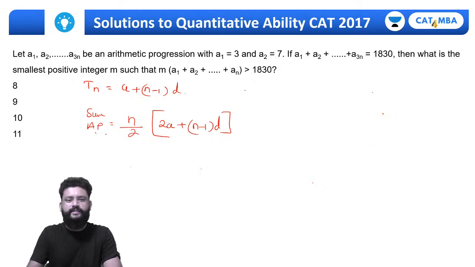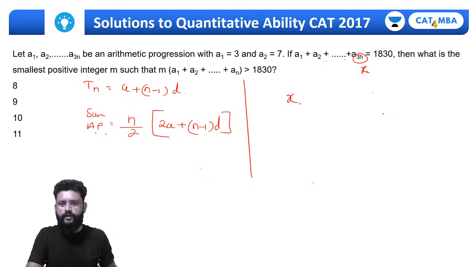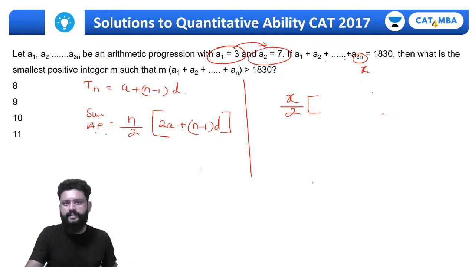Okay, so this is the formula. Then we are given that a1, a2, a3 up to a3n तक दिया है. तो 3n का वैल्यू मैं लेता हूँ, let's say x ले लेते हैं, and that is the number of terms, right. तो सम ऑफ AP के लिए फॉर्मूला क्या होगा, x by 2 in bracket twice of the first term is 3, second term is a2, the difference is 4. तो the value of d हमें पता है 4.